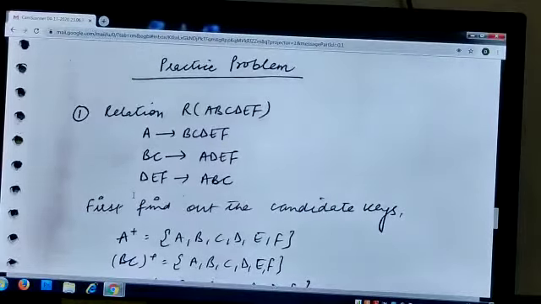Hello students, I hope you have gone through the earlier video where we have revised all the normal forms. So let's start with the practice problems.